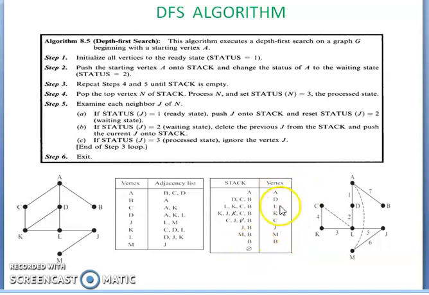So this is the order: A, D, L, K, C, and then J, M, lastly B. This is the DFS.